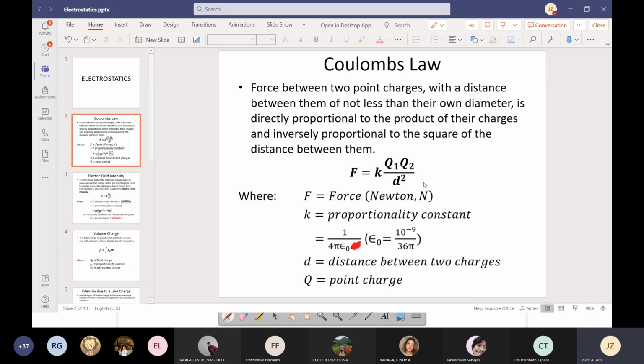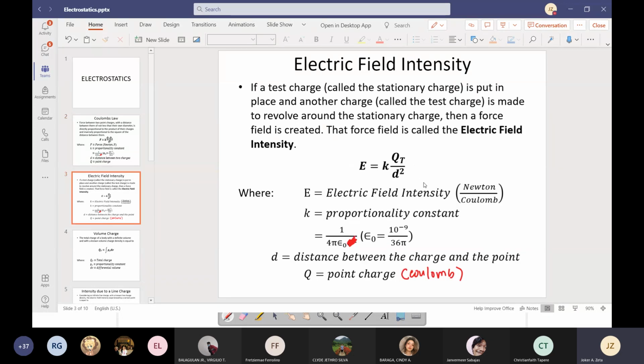But, before ko maghatag example sa Coulombs law, ari sa ta sa electric field intensity. Okay? Because this next topic is just directly related lang sa Coulombs law. Why? Okay? Now you will understand. The electric field intensity, if a test charge called the stationary charge is put in place and another charge called the test charge is made to revolve around the stationary charge, then a force field is created.